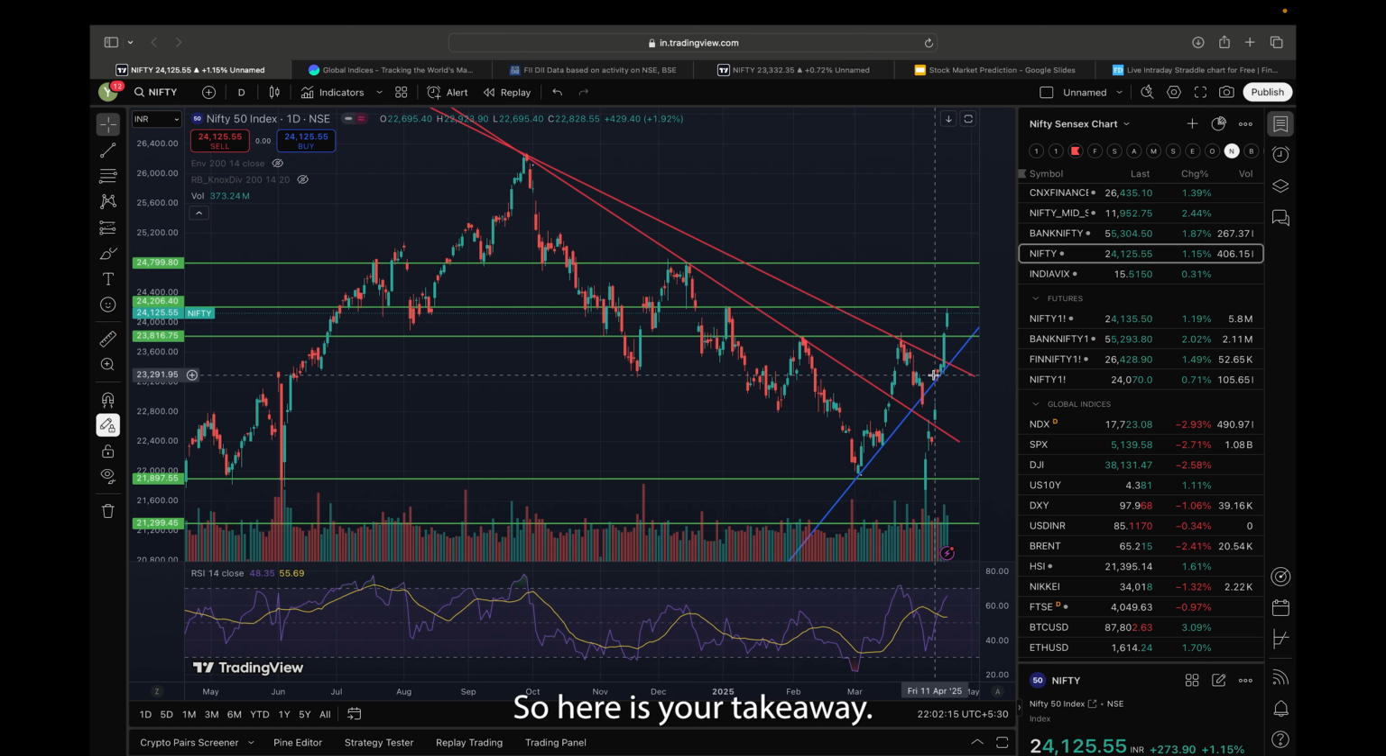So here is your takeaway. Trading is a liquidity game. If you start thinking like market makers and try to spot their traps and enter after the sweeps, you will stop getting shaken out and start taking trades with real momentum behind them.